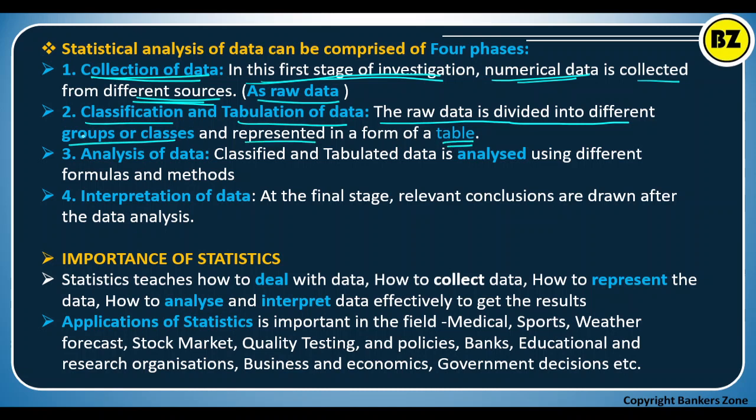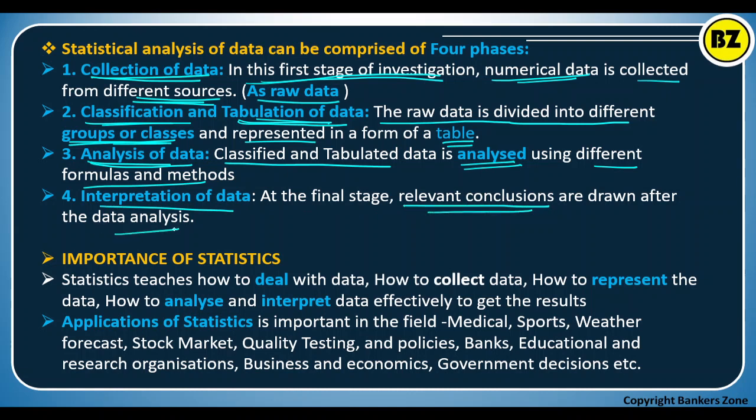Okay, we'll be discussing what groups and classes are later. For simplicity here, the raw data is classified into different groups or classes and a table is formed in the second stage. In the next stage, analysis of the data, the classified and tabulated data is analyzed using different formulas and methods. And in the last, final stage, the relevant conclusion is drawn after the data analysis.